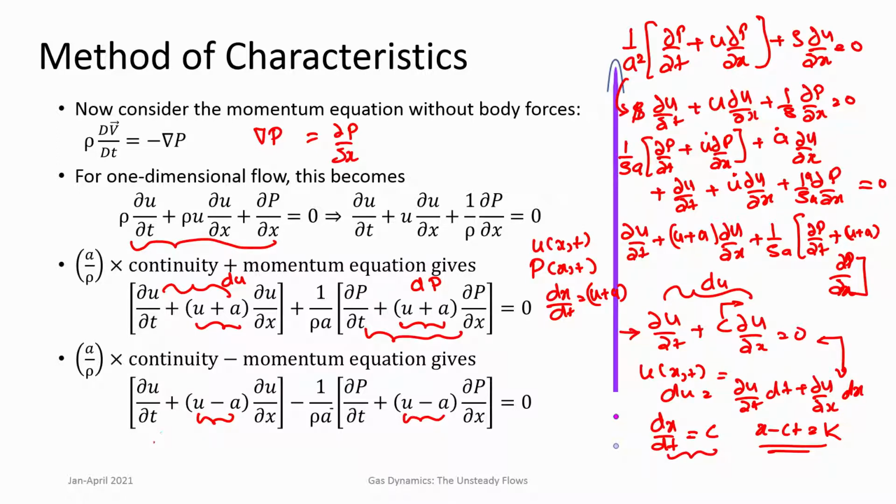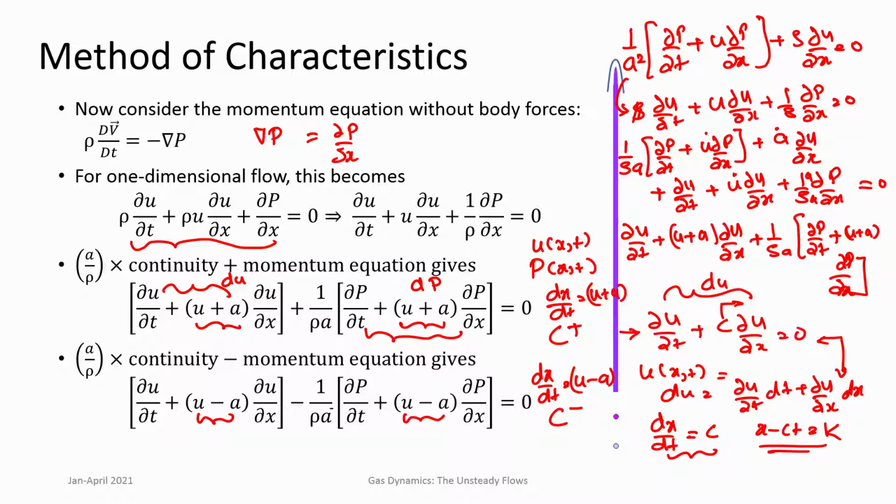Here d represents the total derivative. Here again there is another set of characteristics for this problem, which is u minus a. So there are two sets, one is u plus a, the other one is u minus a. So dx by dt is u minus a. This set of characteristics is generally called C plus, and this set is called C minus.